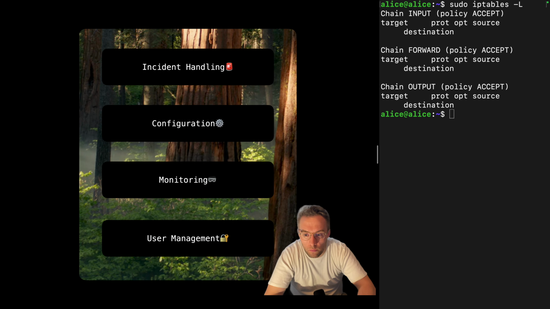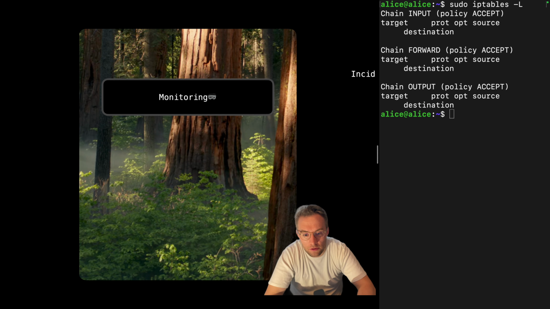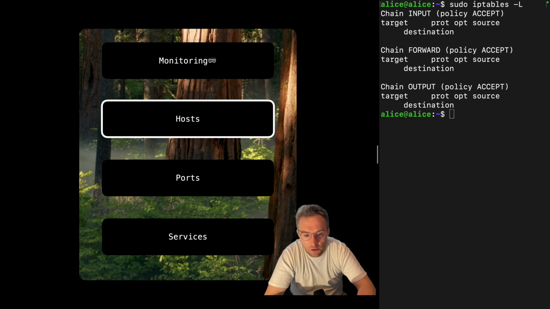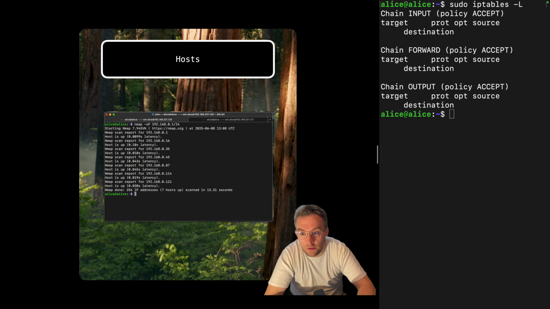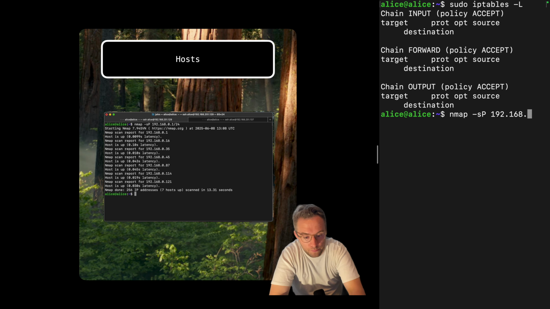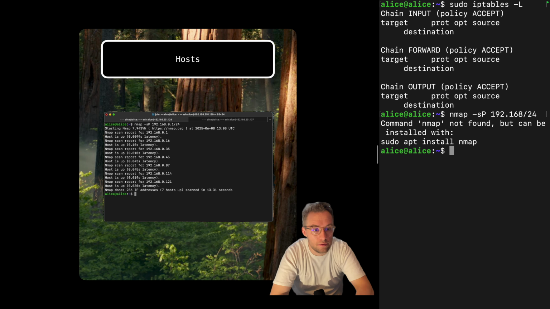When we talk about network interface, we can also talk about monitoring. Before we even start to configure something, or on a daily routine, we always keep an eye on what hosts are on our systems. So we can run the command nmap -sP, and then I can write my local IP address. We need to install nmap. That's important. The system I've just booted and installed.